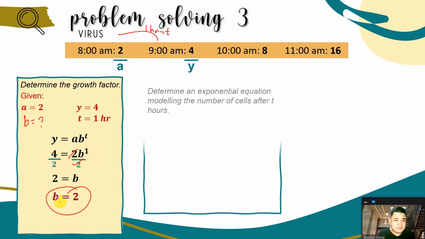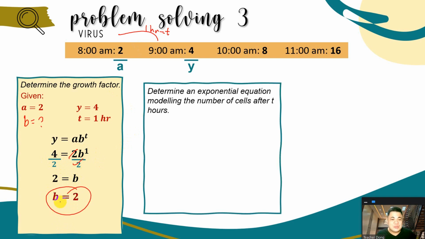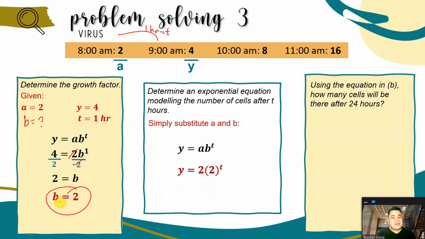Can we now solve? But don't be excited, we have to write first the equation after t hours. Just substitute a and b. For a, we have 2, and for b, we have 2 as well. So we have y equals 2 times 2 raised to the power of t. Our starting value and our growth factor are the same. After that, we can now solve for the 24 hours.